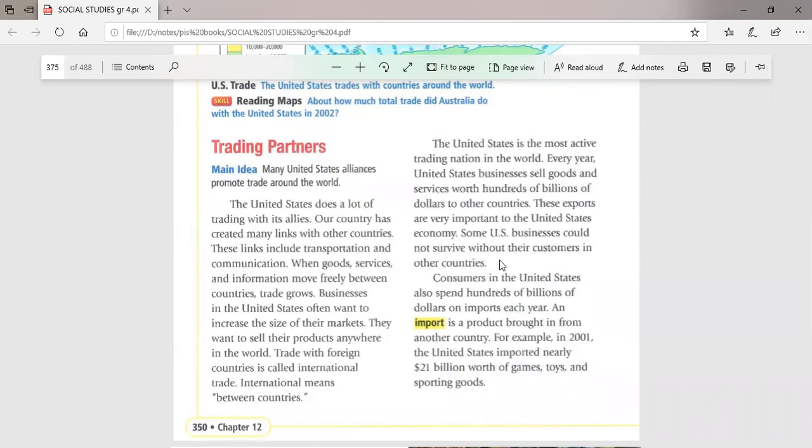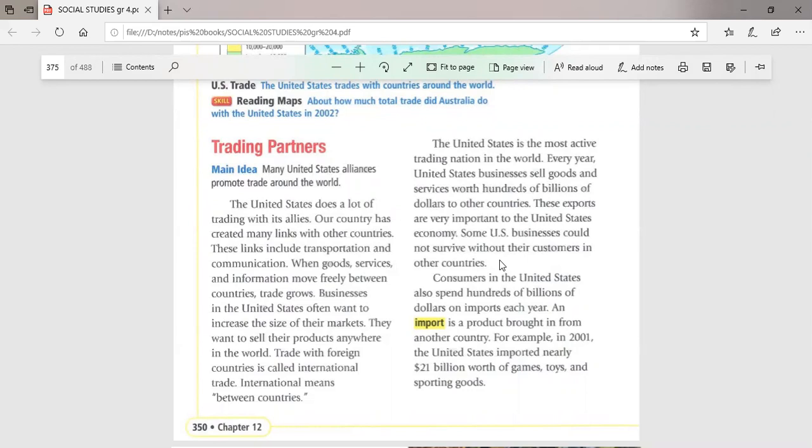Some of the United States businesses couldn't survive without their customers in other countries. Because America trades a lot with other countries, imagine that this trading is stopped. So will the economy of America rise or die? Of course, it will die, because America's economy depends on international trading, on trading with other countries.